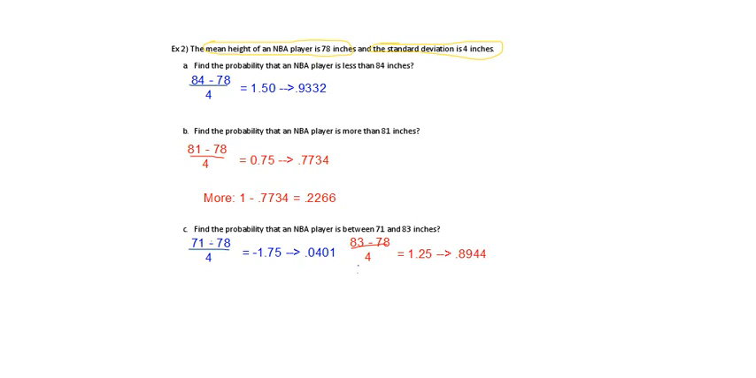All right, looks good. But remember, the key word is between. And between means we have to subtract big answer minus little answer.